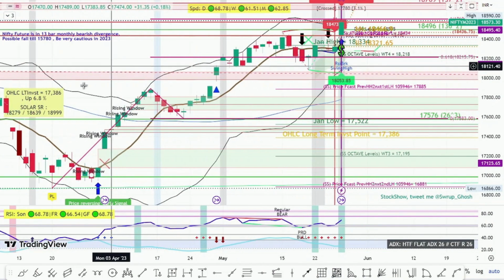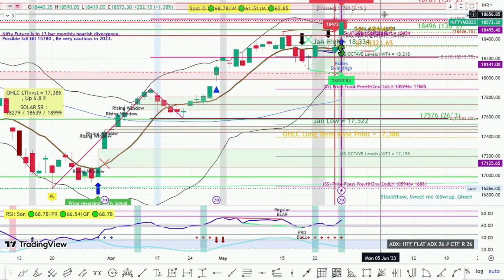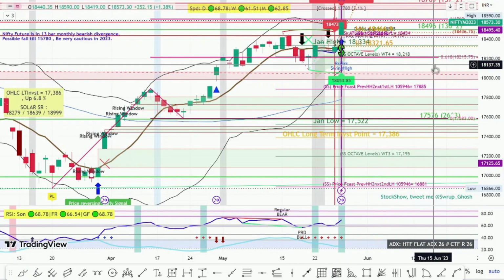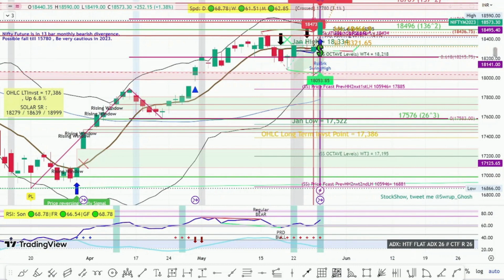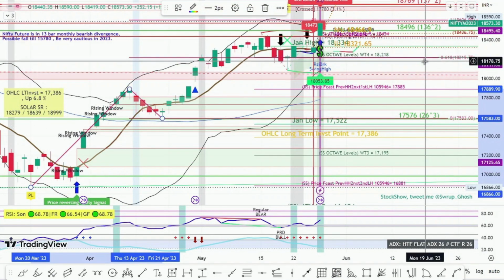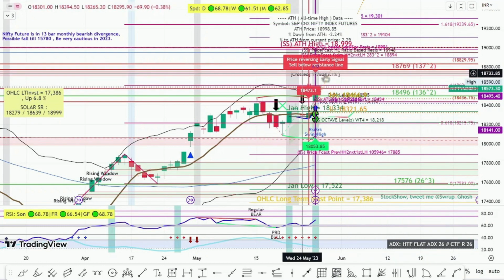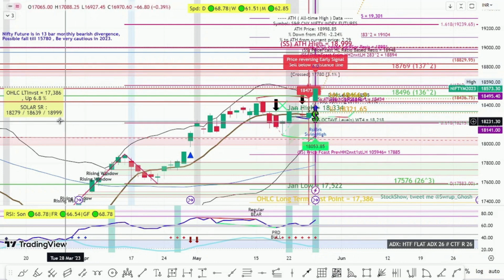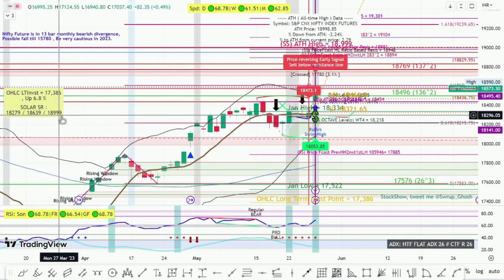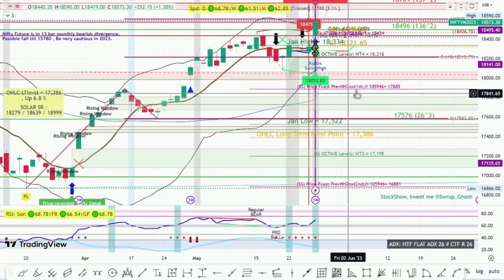These are the solar numbers automatically calculated: 18279, 18639. So 18639 is coming up eventually. Let us see how far it is. 18639 would be very close here, and it is eventually falling in the window range. And then we have the last resistance at 18999. These things are all automatically calculated.